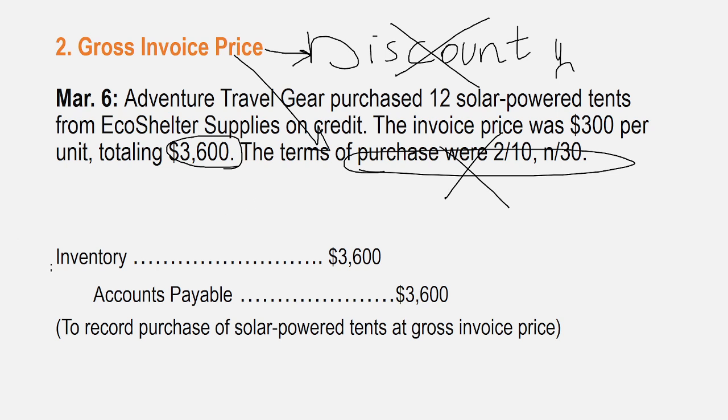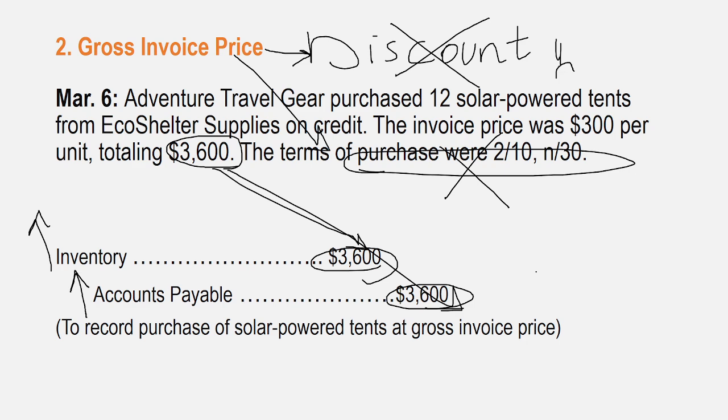And the inventory increased by the total amount 3,600. An increase in inventory, an increase in asset accounts, is considered a debit, and also the increase in liability, an increase in accounts payable, is simultaneously considered a credit by the same amount, 3,600. Okay, let's go and see what happened in the next transaction together.